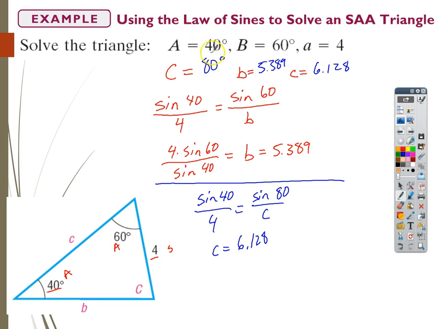Huh. I'm going to point out something really fast. A was the smallest angle. I wonder what was the smallest side. Oh, A was the smallest side. C was the biggest angle. I wonder what the biggest side was. C was the biggest side. Huh. I wonder if that's a trend. We'll find out. What's next?